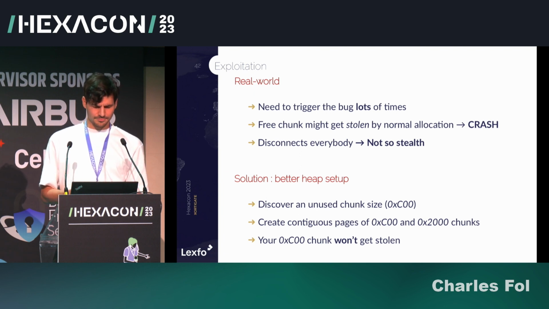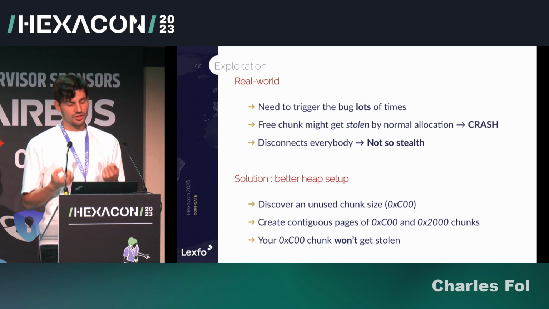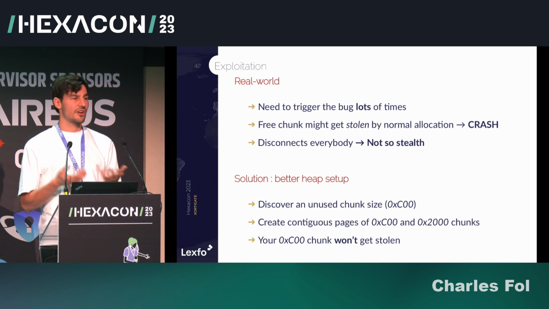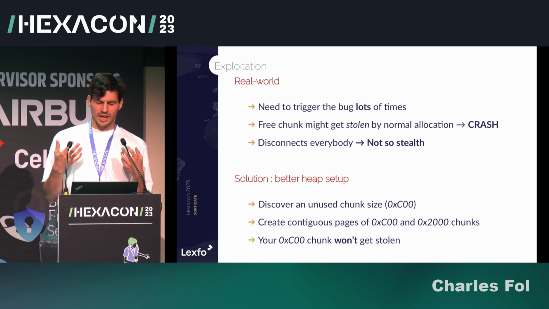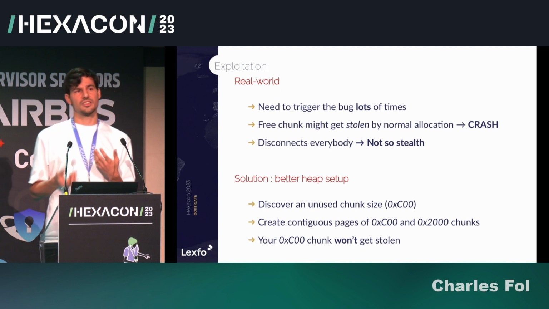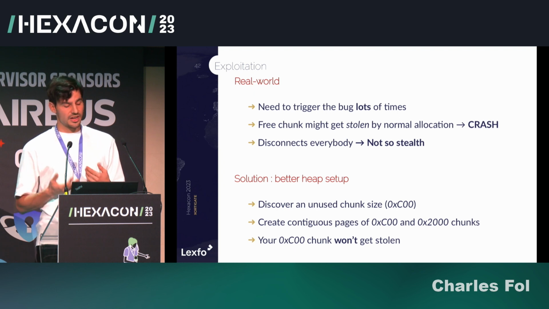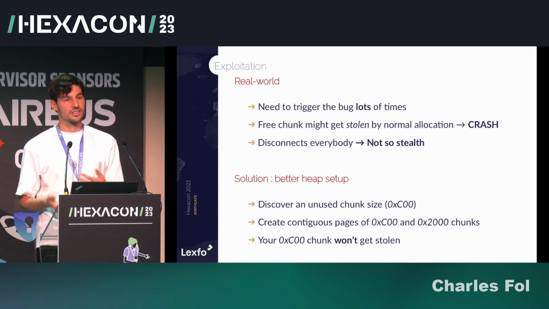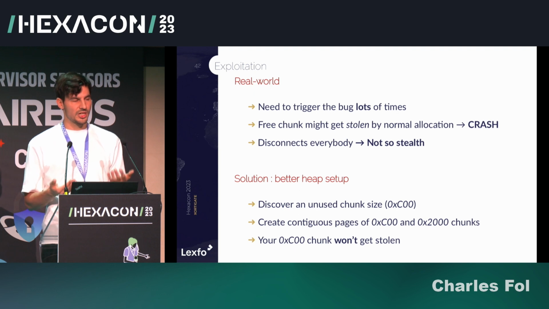What I did was try and use the heap more effectively and discover a chunk size that is never used, or basically never used. And by trial and error again, I found 0xC00. There was a chunk size that was basically never used. Then I built the heap such that I have chunks of size 0xC00 right before chunks of size 0x2000. The idea is that now my chunk will never get stolen, so I can just continuously overflow from this chunk size to the SSL structure without breaking anything. But this requires me to understand the heap way more precisely, and it's really, really hard to set up.